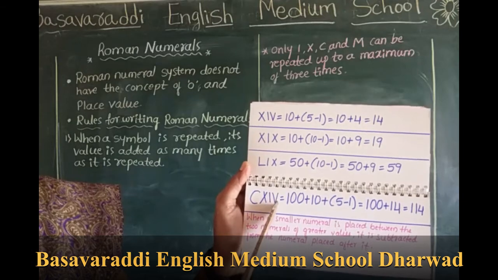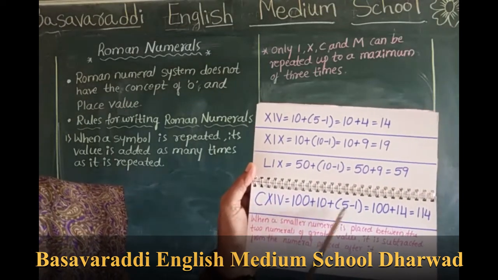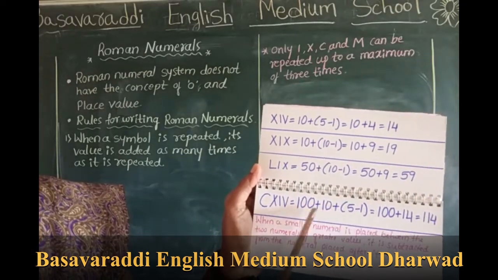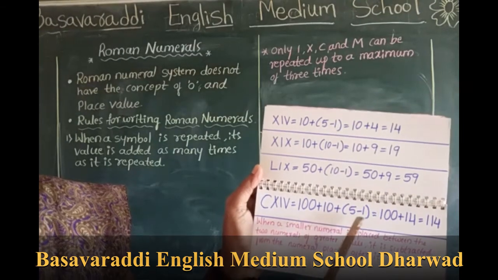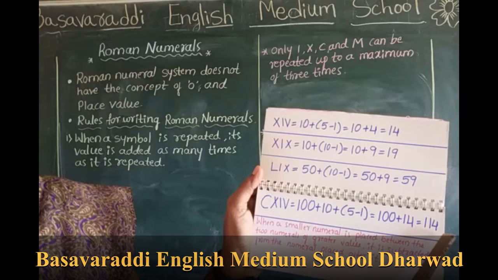C, X, I, V. C is 100, X is 10, and I and V is 5 minus 1, so it is equal to 4. So 100 plus 10 plus 4 is equal to 114.